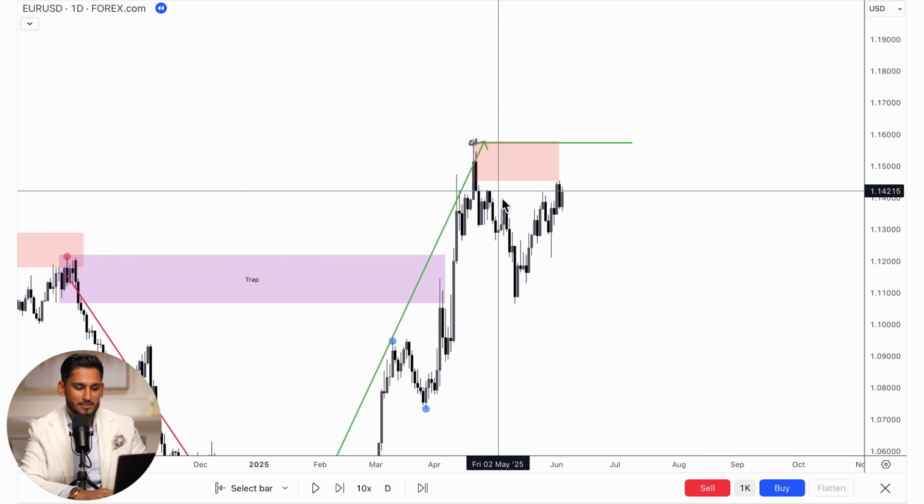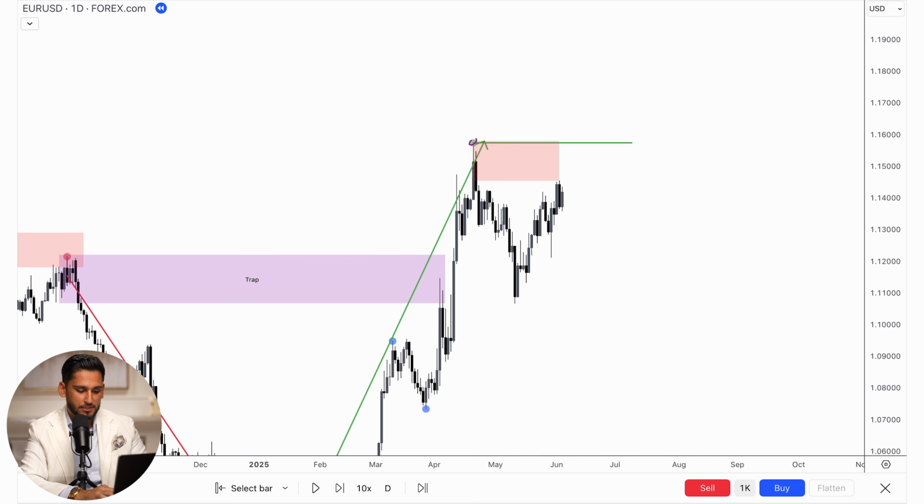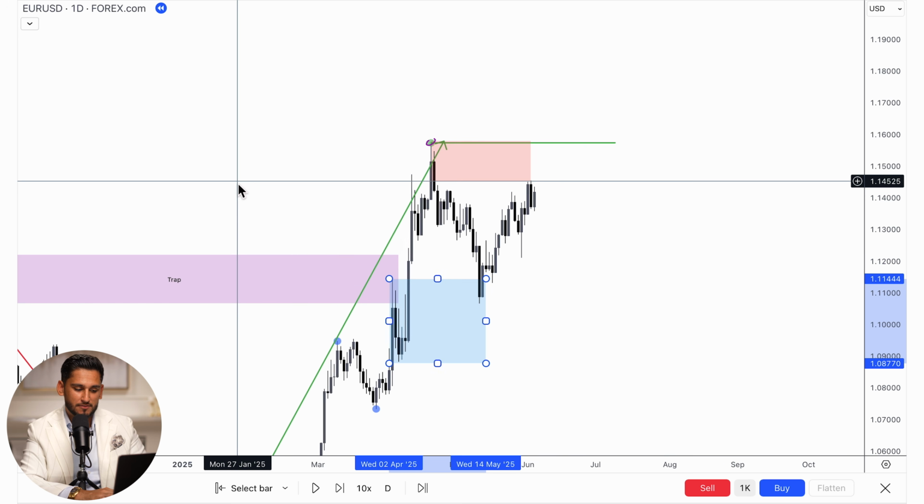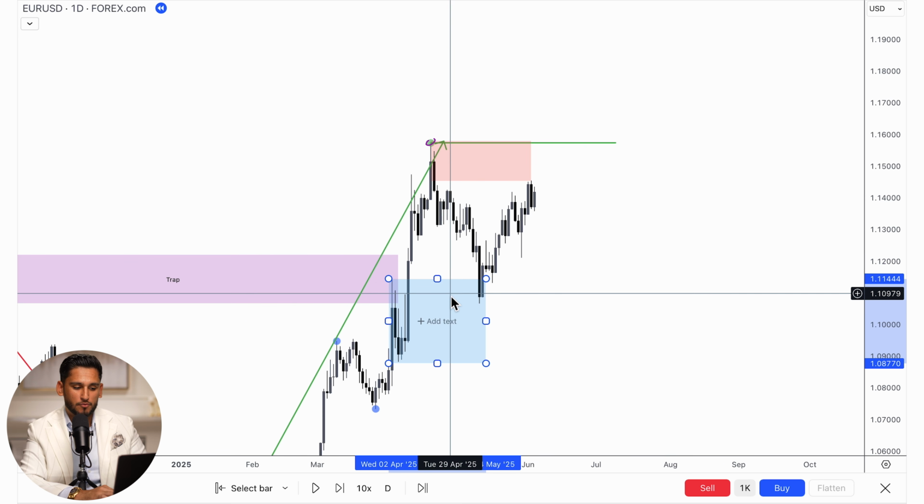But for now, all we can understand is we have a potential supply zone over here. The nearest demand is going to be this block over here. And by the way, the daily time frame is not my preferred place to be. These are massive zones, not overly precise, and not really giving much direction.